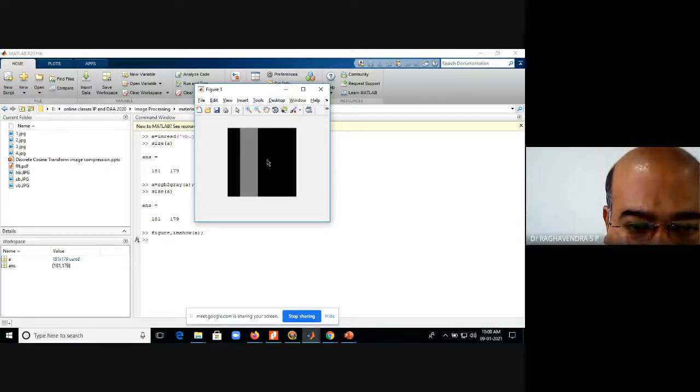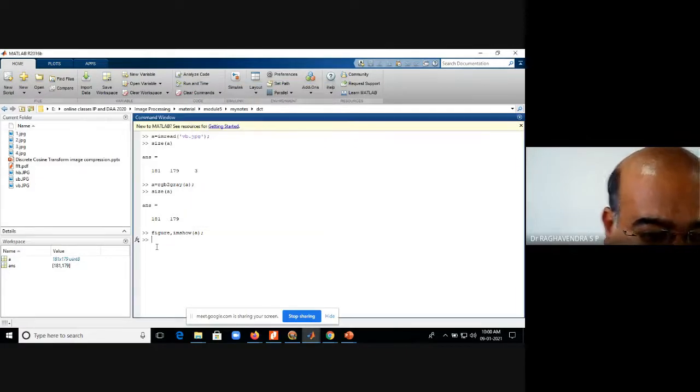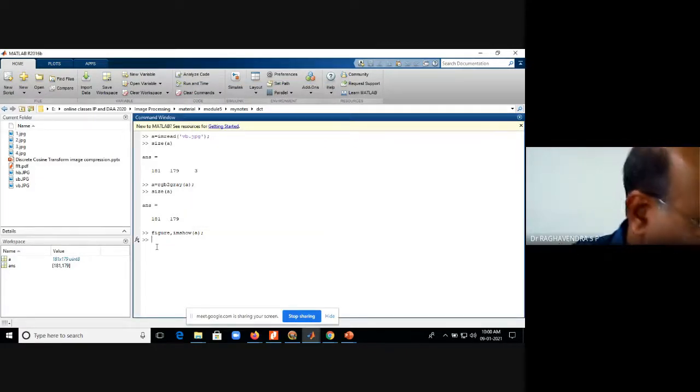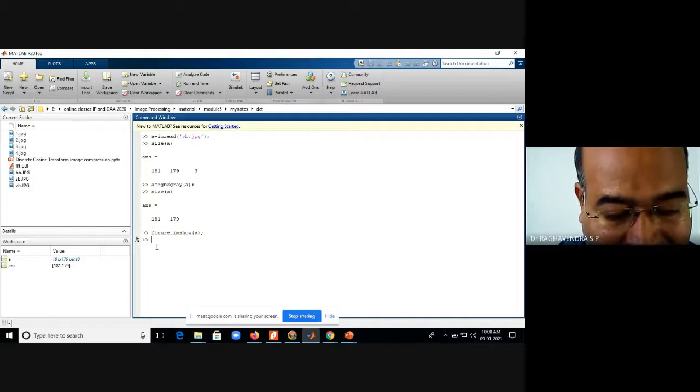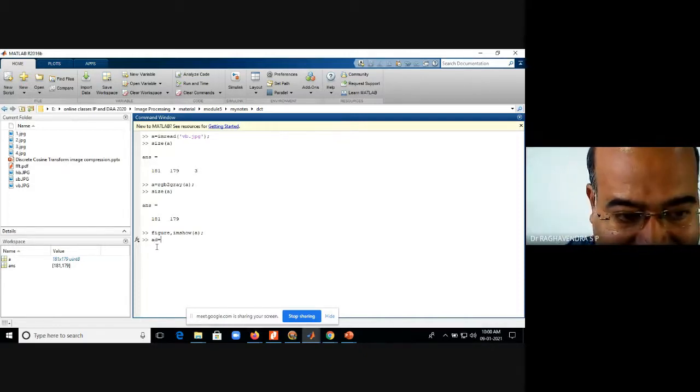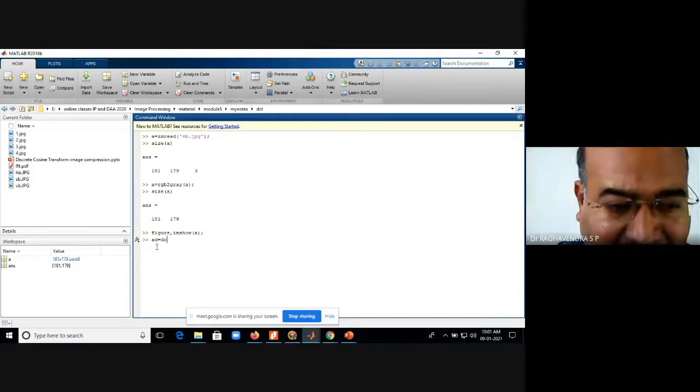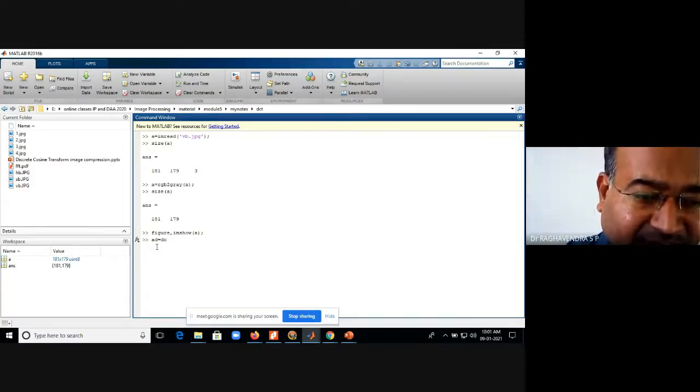So this is the original image. Now I am going to apply the DCT. AD, that is the discrete cosine variable, is equal to dct2 of A. Anything you can take, not only AD, you can take AD1 or B, C, whatever you want.